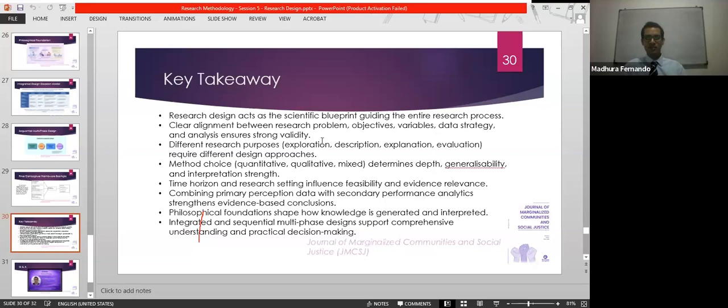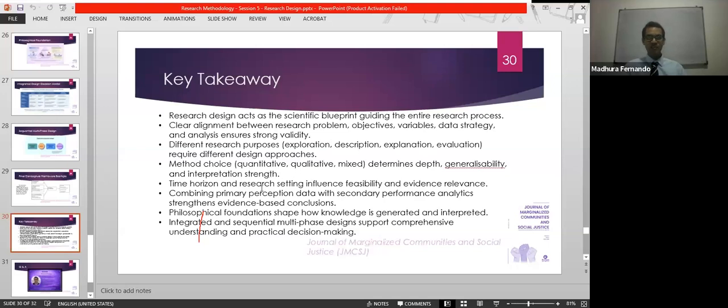Different research purposes: exploration, description, explanation, evaluation. These are the research functions. Depending on those functions, we can identify some research designs: exploratory design, descriptive design, explanation design, evaluation design. Right? They require different design approaches. Method choice: depending on the method choice, quantitative, qualitative, mixed, you can determine the depth, generalizability, and interpretation strength.